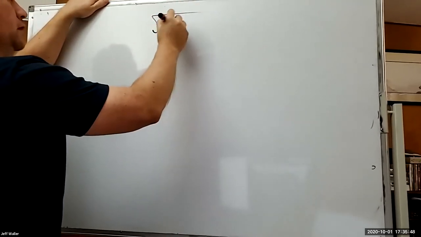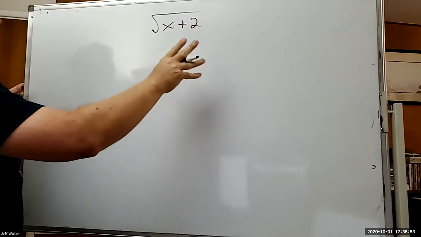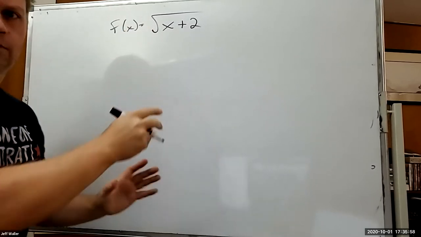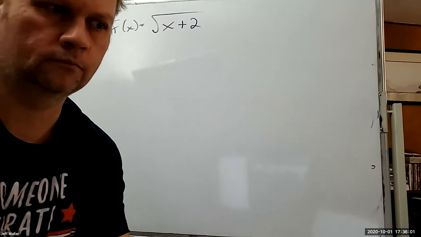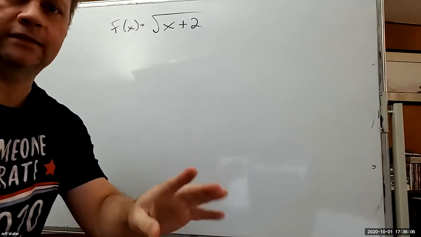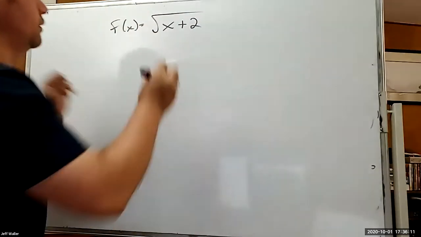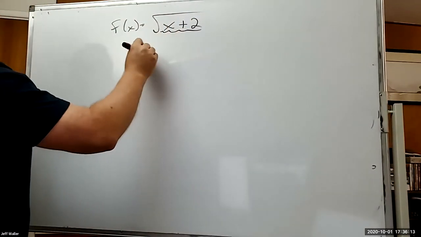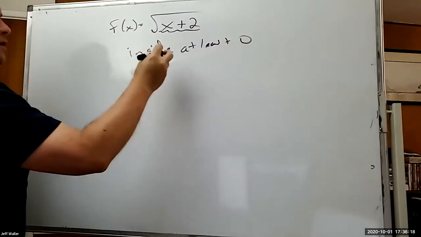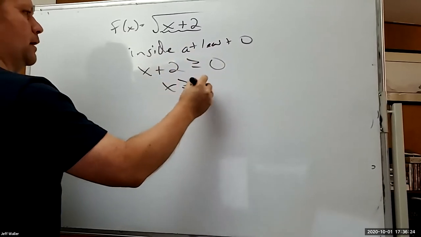What would the domain of this be right here? How do I find the domain of this? What's got to be true? Make it greater than or equal to 0. X plus 2 is greater than or equal to 0. The whole inside has got to be at least 0. So that's how I say it in English. And then I put what's inside, at least 0.